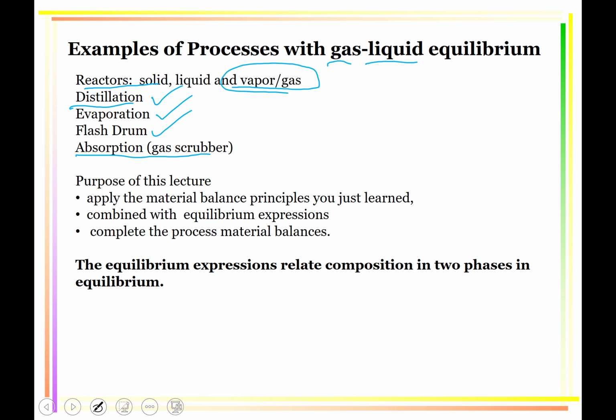So we are going to revisit over and over the material balance principles that you've learned already, but now we are going to combine them with the equilibrium expressions in order to complete process material balances. So keep in mind that equilibrium expressions relate composition in two phases in equilibrium. Okay, so if we know something about the composition in one of the two phases, then using an equilibrium expression, we can know the composition in the second phase.